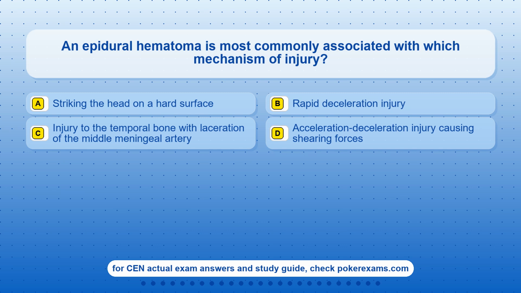Question 1. An epidural hematoma is most commonly associated with which mechanism of injury? Option A. Striking the head on a hard surface. Option B. Rapid deceleration injury. Option C. Injury to the temporal bone with laceration of the middle meningeal artery. Option D. Acceleration minus deceleration injury causing shearing forces.